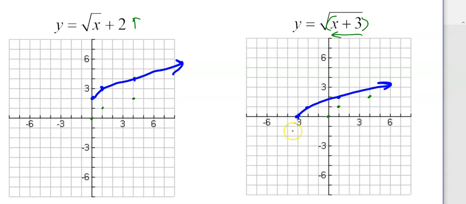And this has a domain of x is greater than or equal to -3, and the range is y greater than or equal to 0.